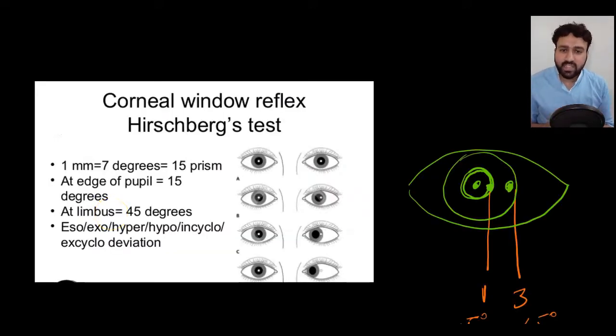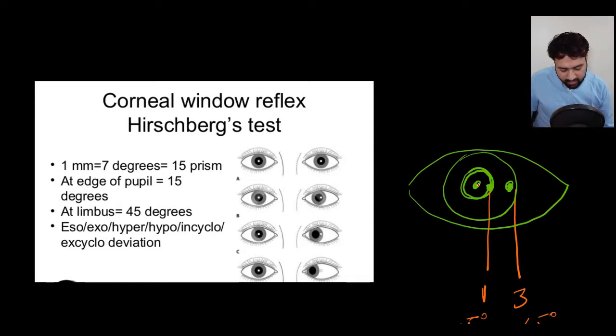Now, the Hershberg test is not only a qualitative test. It tells us not only whether the eye is aligned or misaligned, but also the degree of misalignment or the degree of squint. For example, here the green dots represent the corneal reflex. If the reflex is at the center of the pupil, that means there is no squint.